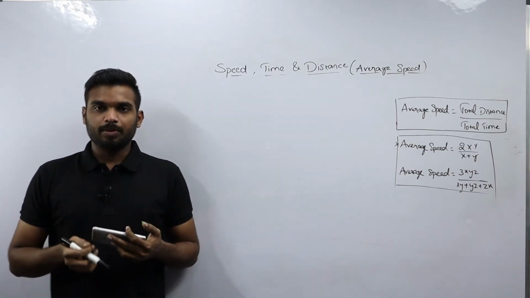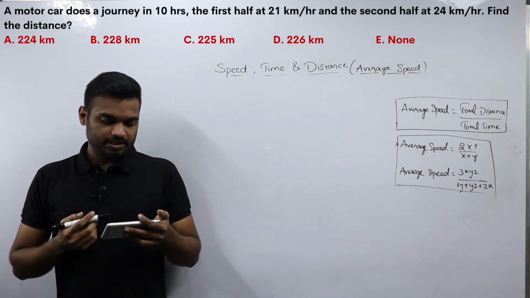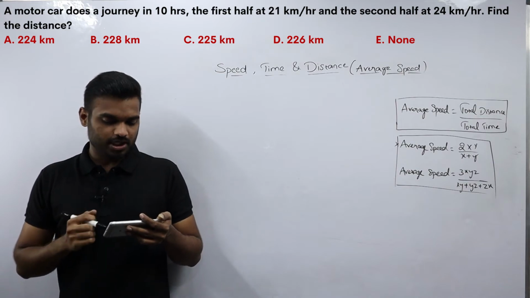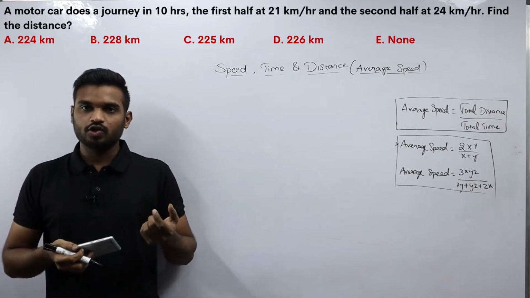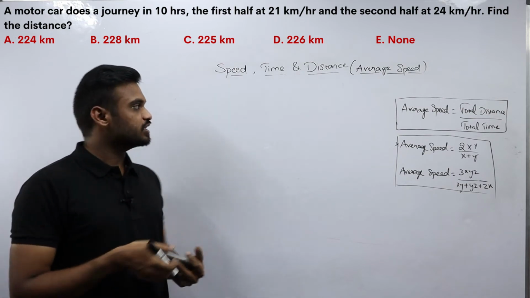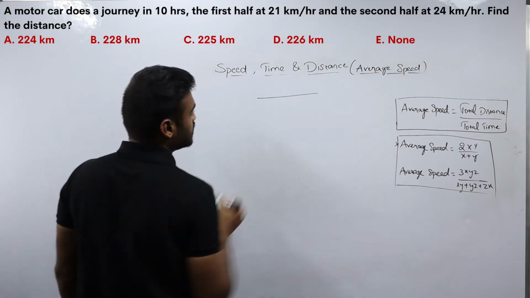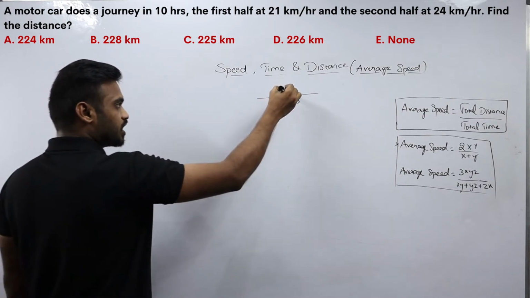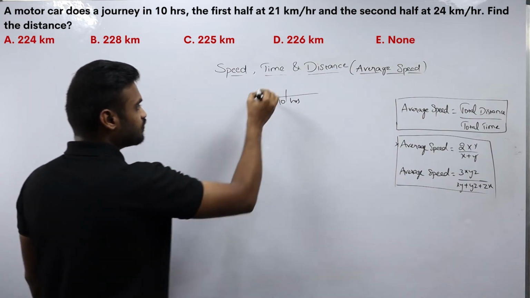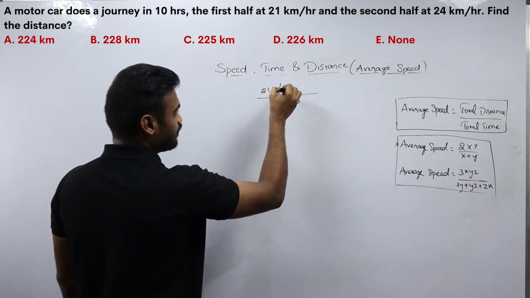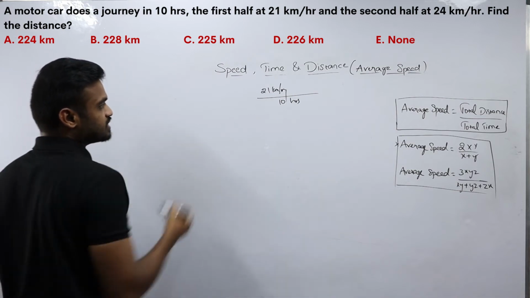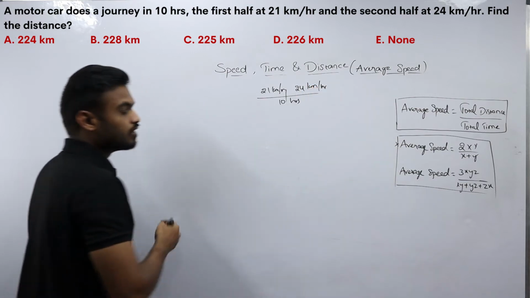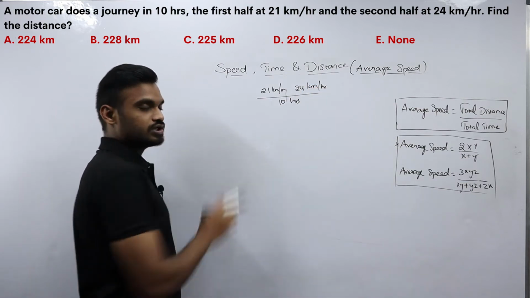Okay, now let's see the third problem. They are saying that a motor car does a journey in 10 hours. The first half at 21 kilometers per hour and the second half at 24 kilometers per hour. Find the distance. So we need to find out the total distance in the journey. What they are saying is the total journey can be completed in 10 hours. In the first half, the car travels with a speed of 21 km per hour, and in the second half, the car travels with a speed of 24 km per hour. Now we need to find out the total distance of the journey.